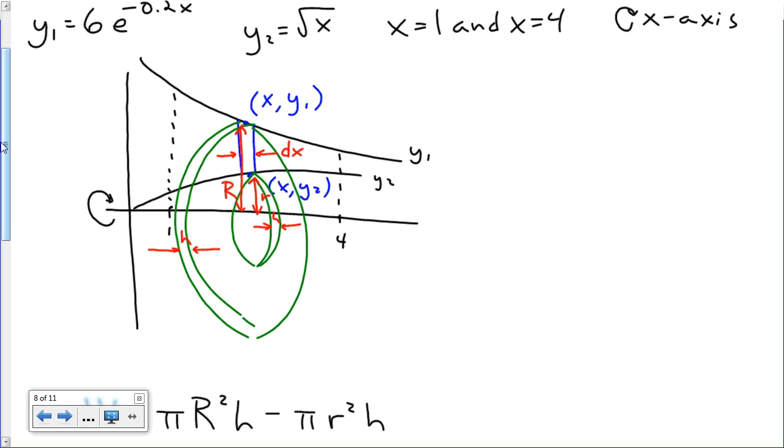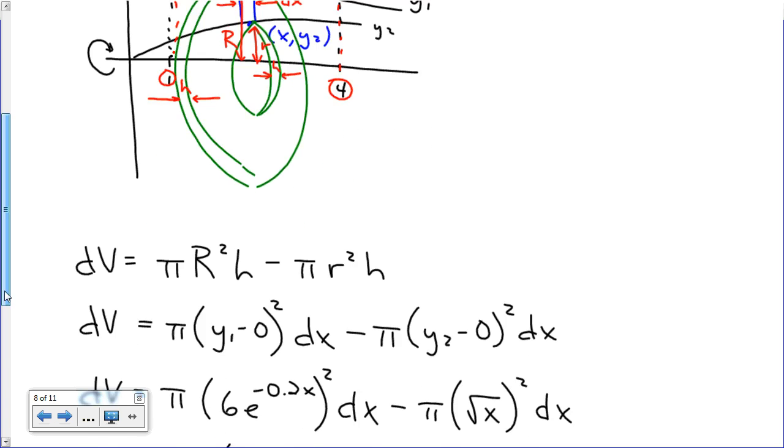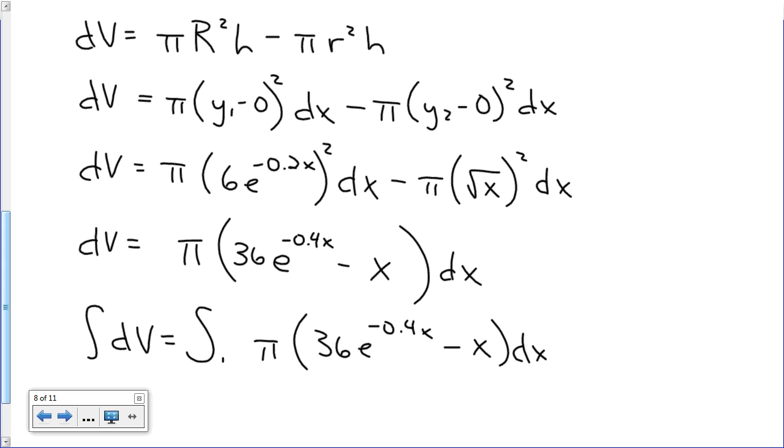I want to take that blue slice or the green disk, whichever one you want to work with, and I want to slide it all the way over to x equals 1 on the left and all the way over to x equals 4 on the right. So those are my limits of integration. So I'm going to integrate from 1 to 4.